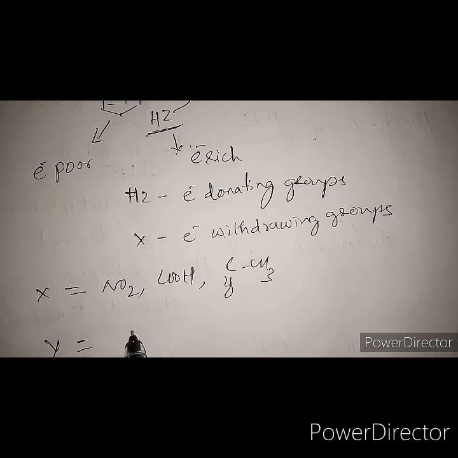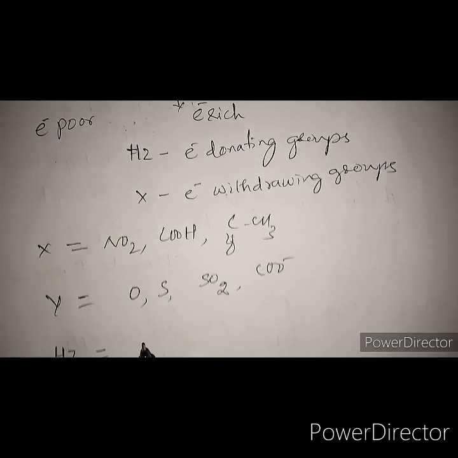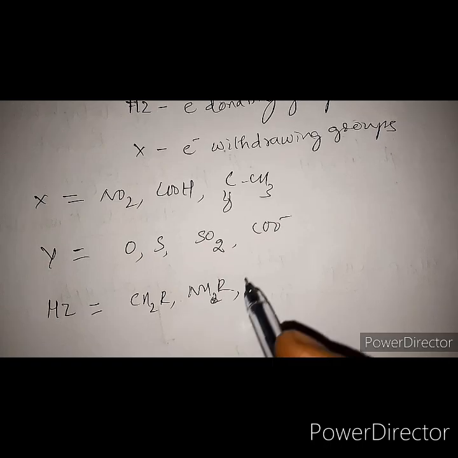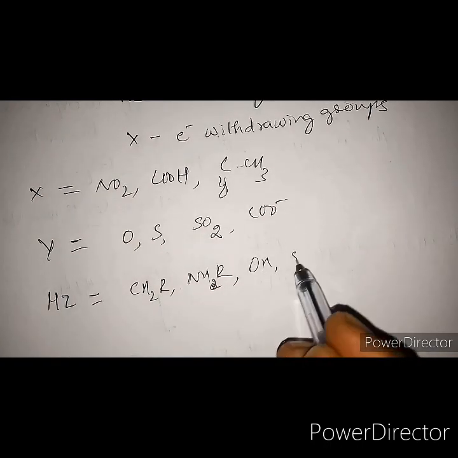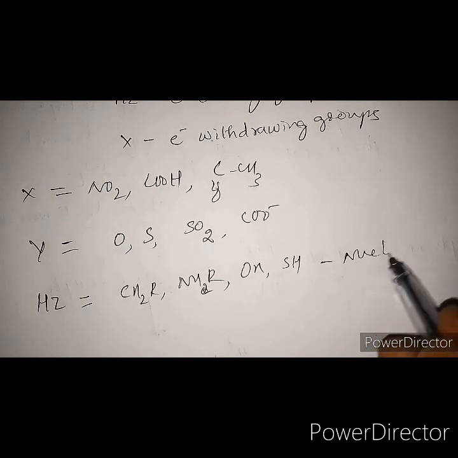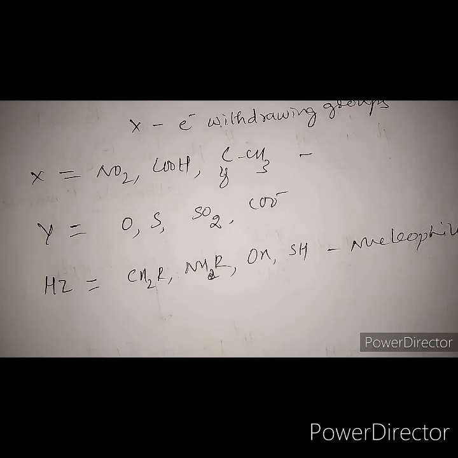and Y are oxygen, sulfur, sulfur dioxide, COO minus, and so on, and ZH or HZ is equal to CH2R, NH2, NHR, and OH, SH, and so on. So this should be a good nucleophile. This is an electron donating group.